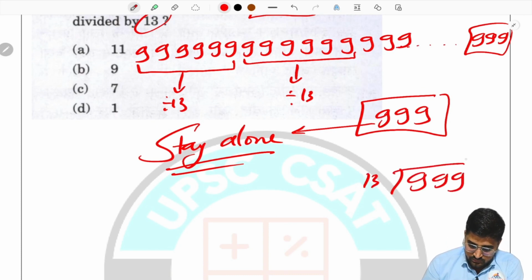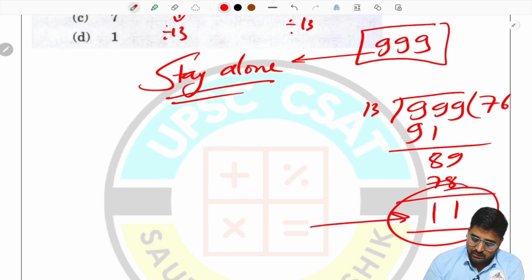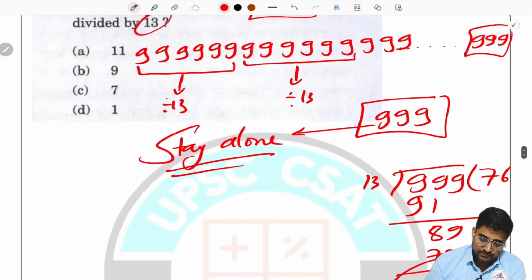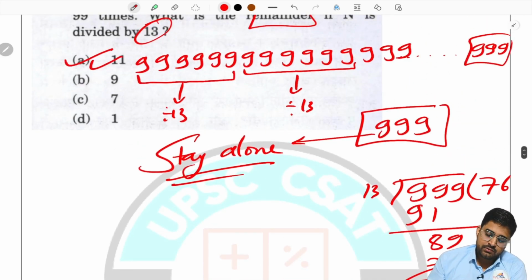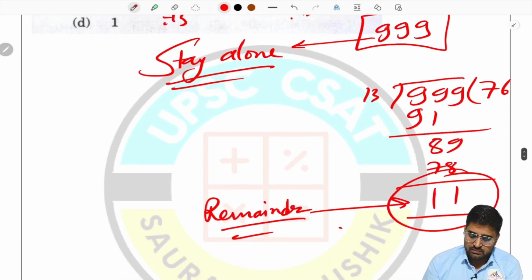13. You have 7. What is this? 91, yes, 91, 89, and 6, 78, and it goes in 11. So 11 will be your remainder. Very easy. So option A is your answer. It's a very good, easy question.